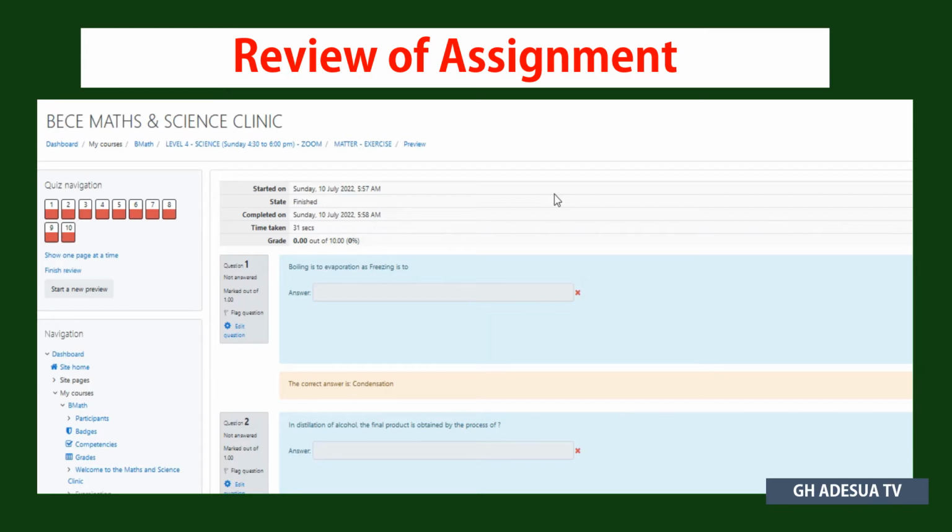So in the previous lesson, we studied matter. We looked at the states of matter.